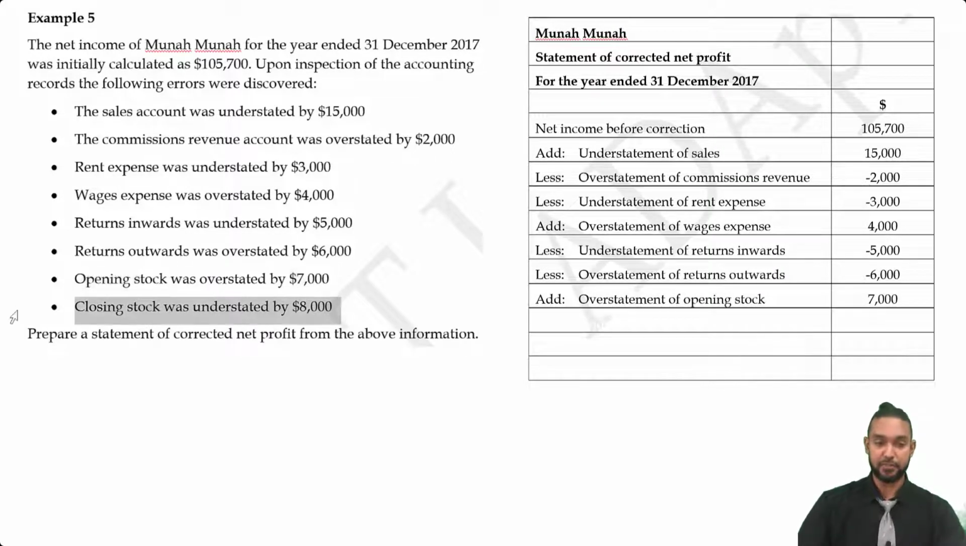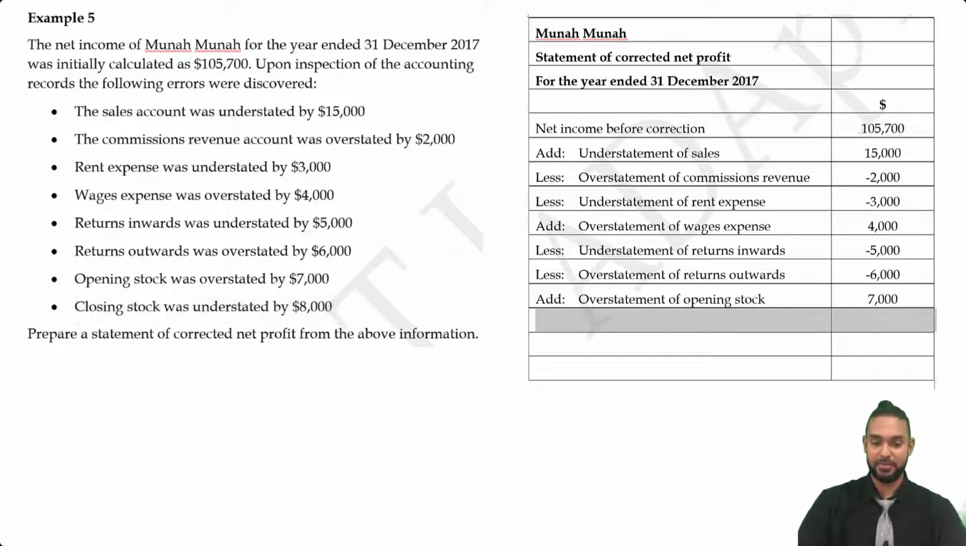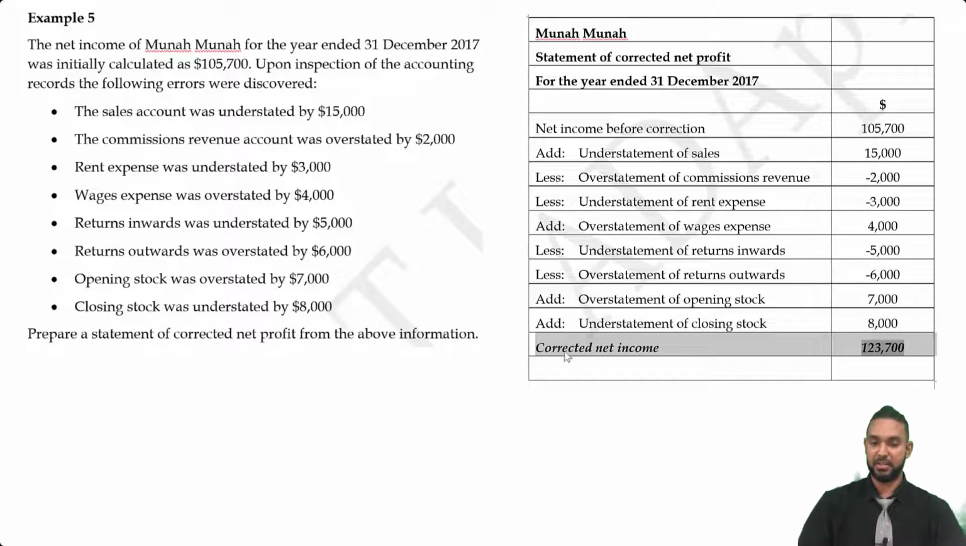Next, finally, we have closing stock being understated. Closing stock behaves like a revenue. Understated means it's too low. To fix that, we have to increase it or bring it up. And when you increase a revenue, profit goes in the same direction. So we have to add this figure here as well. And all we have to do now is add and subtract going down to get our corrected net income, or corrected net profit, I should say.